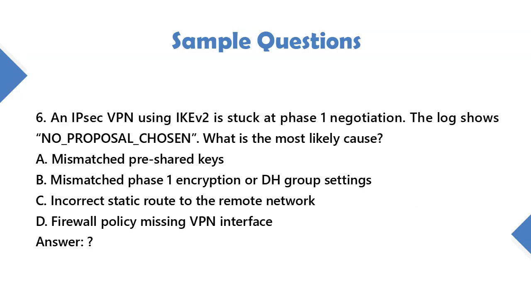6. An IPsec VPN using IKEv2 is stuck at Phase 1 negotiation. The log shows no_proposal_chosen. What is the most likely cause? A. Mismatched pre-shared keys. B. Mismatched Phase 1 encryption or DH group settings. C. Incorrect static route to the remote network. D. Firewall policy missing VPN interface.